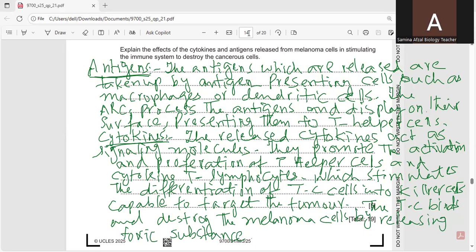So these are the different steps which can be written to answer this question. So it was all about question number 4.